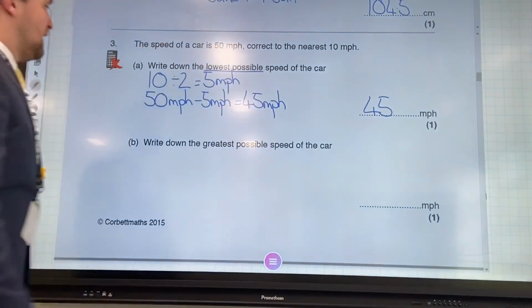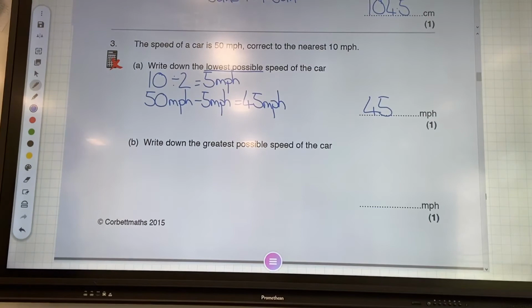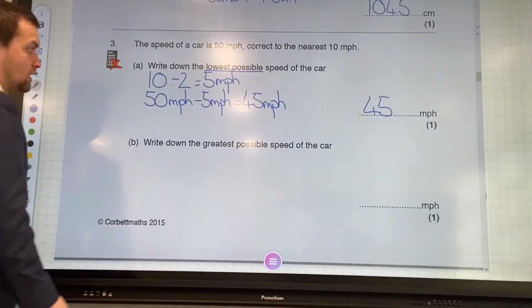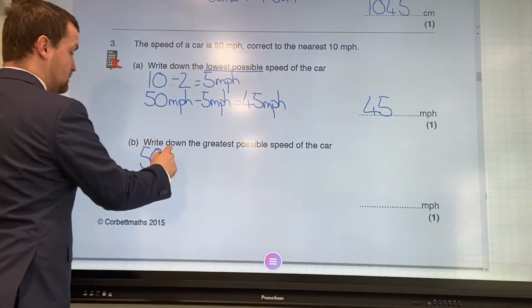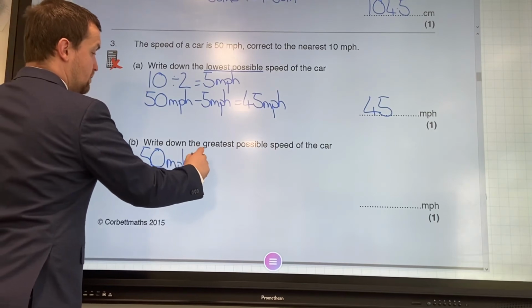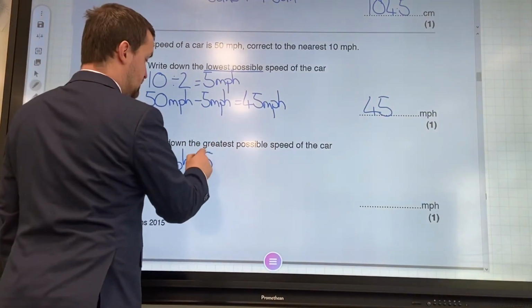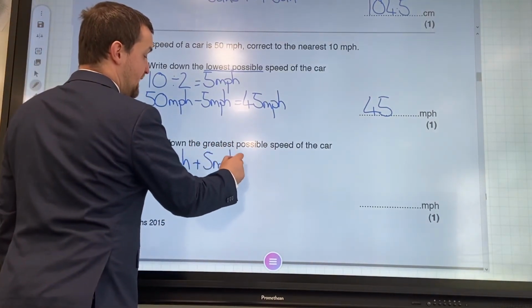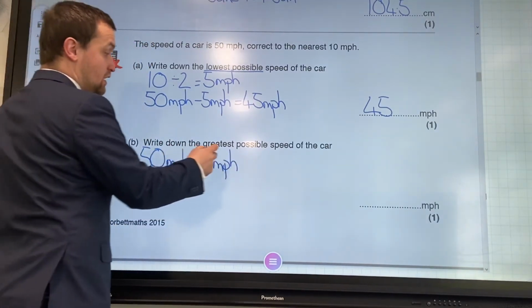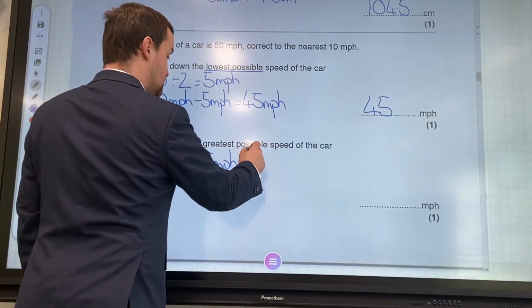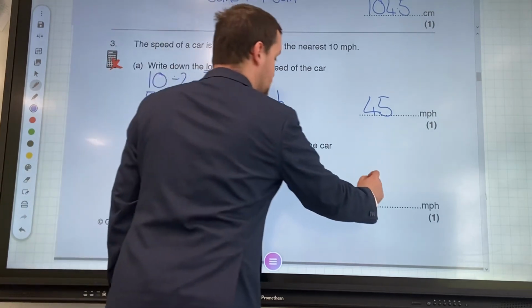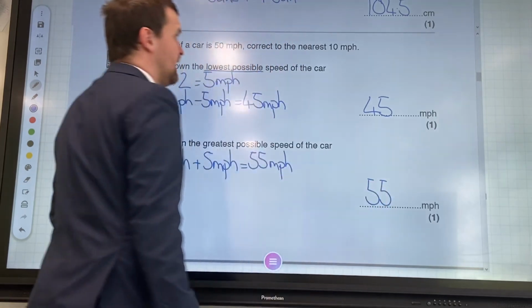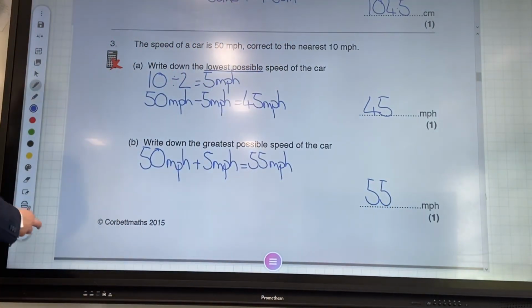Right, write down the greatest possible speed of the car. We've already done step 1 in section A, so don't bother doing it again. When we're finding the greatest, remember we add it on, so we're going to do 50 mph plus 5 mph. It's probably worth saying that mph means miles per hour. It's a general measurement of speed. So it's 55. The questions never really change.